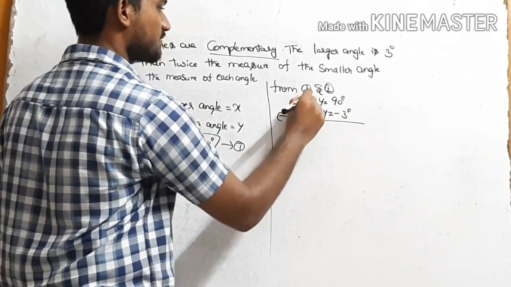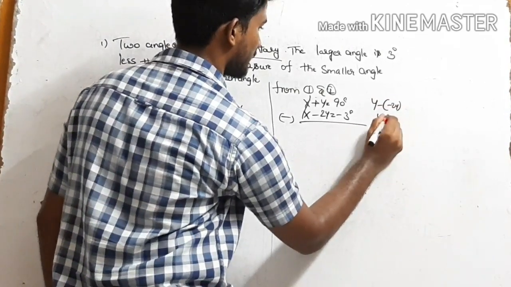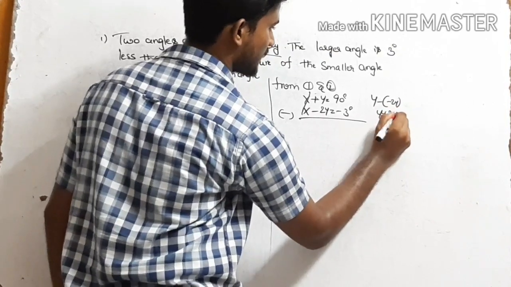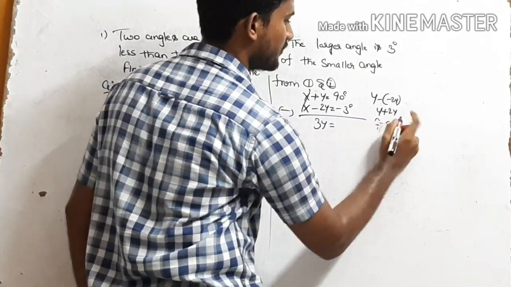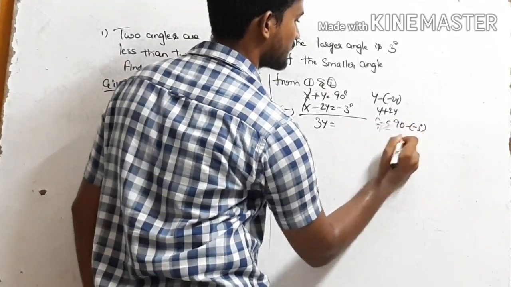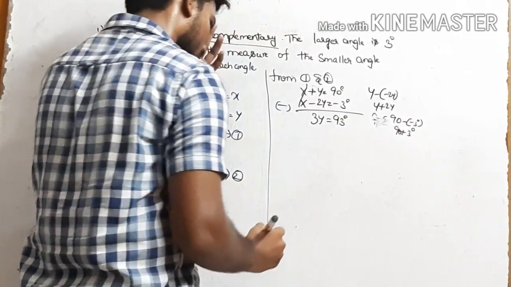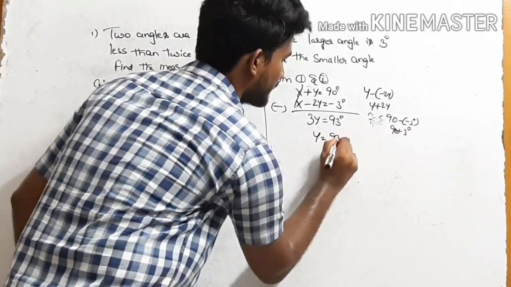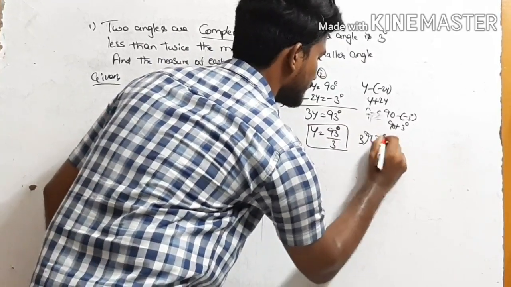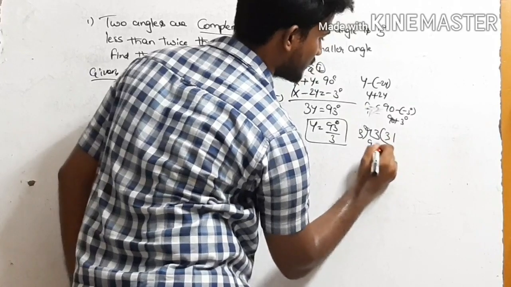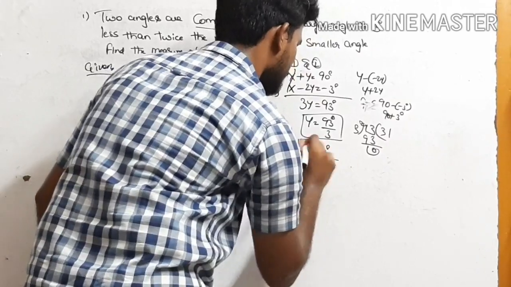By doing subtraction, x cancels. Then y minus of minus 2y, that is y plus 2y, that is 3y equals 90 minus of minus 3 degrees, that is 90 plus 3 degrees, that is 93 degrees. Then y equals 93 by 3. 93 divided by 3 is 31. Y equals 31 degrees.